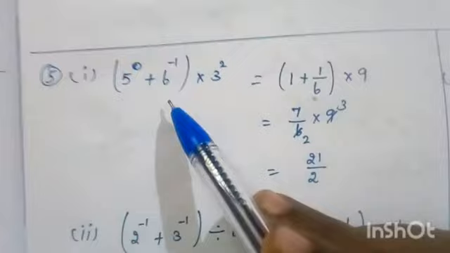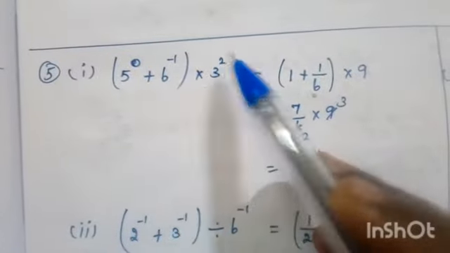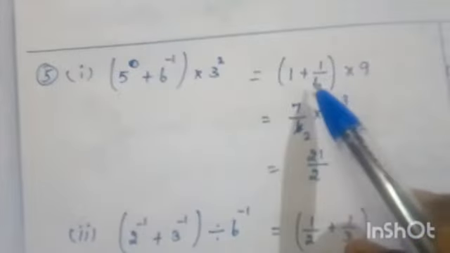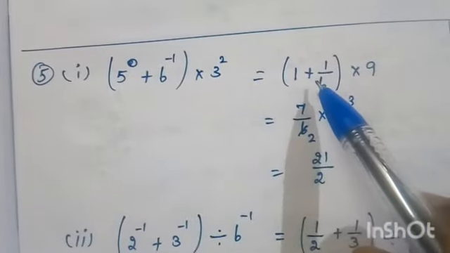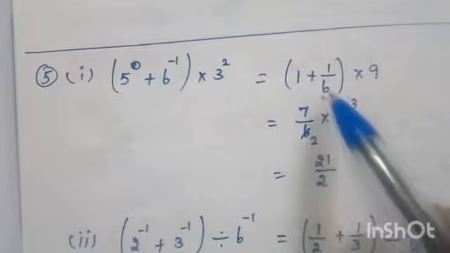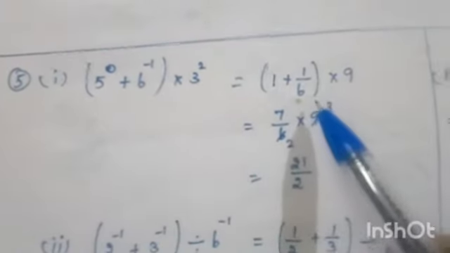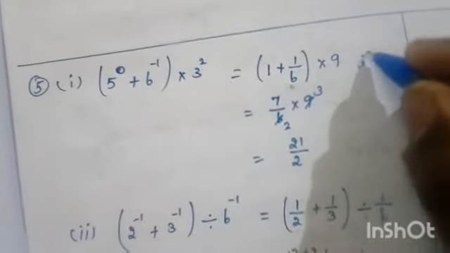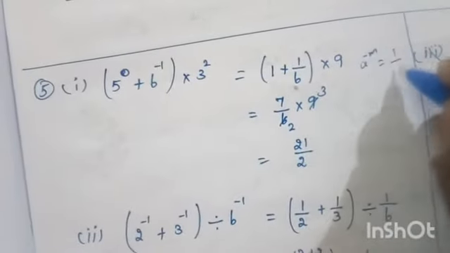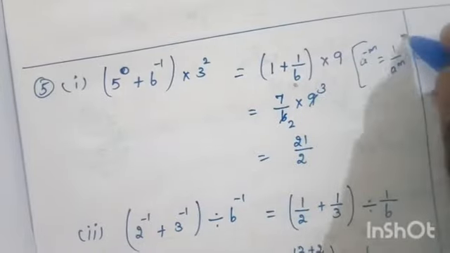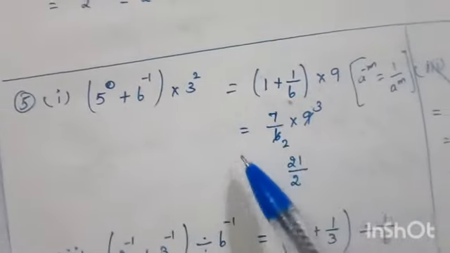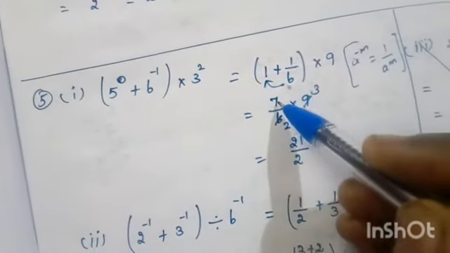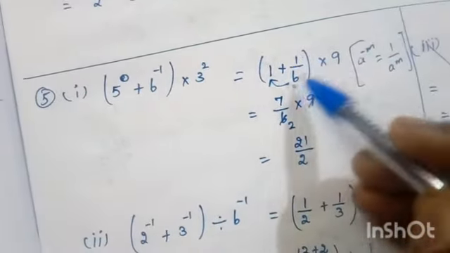First problem, 5^0 plus 6^-1 into 3 square. Anything power 0 is 1, so 5^0 is 1, plus this 6^-1 is written as 1 by 6. What rule are we applying? a^-m equals 1 by a^m. Then you have to take the LCM, that is 6, 6 plus 1, 7, so 7 by 6.